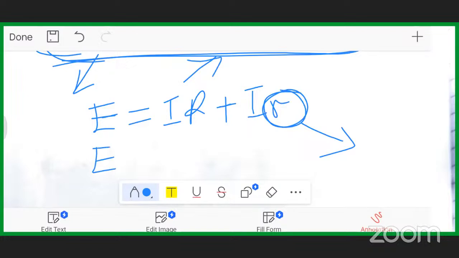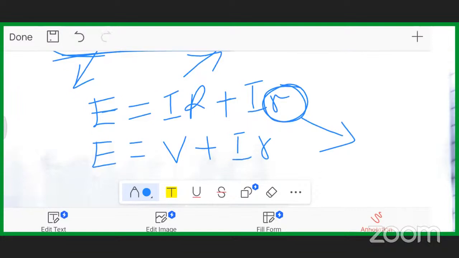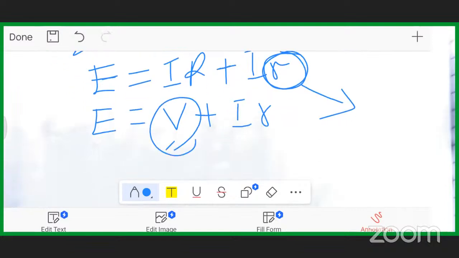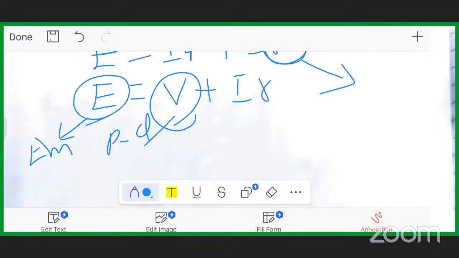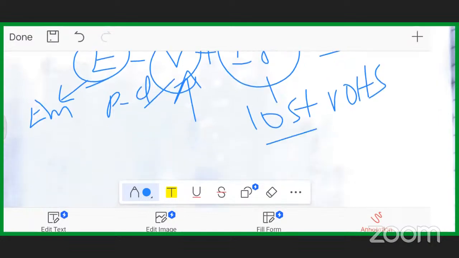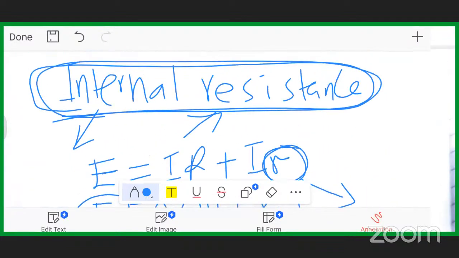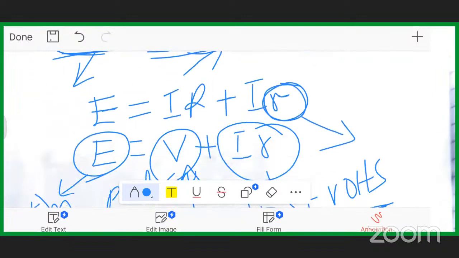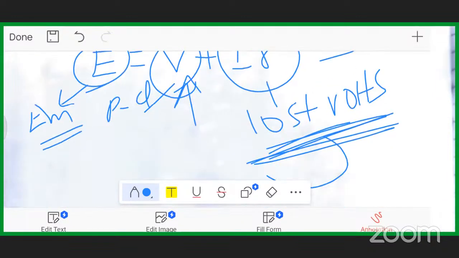So E is equal to V plus Ir, where IR is just V, and V is what you call the terminal voltage. So this is basically the PD that you are measuring, and this is the EMF. So you can see that to get the EMF, you have to add the PD plus some, this one is called the lost volts. So plus some lost volts. And these lost volts are simply due to the internal resistance of the cell. So that's why it is reducing the value of the EMF just by something.